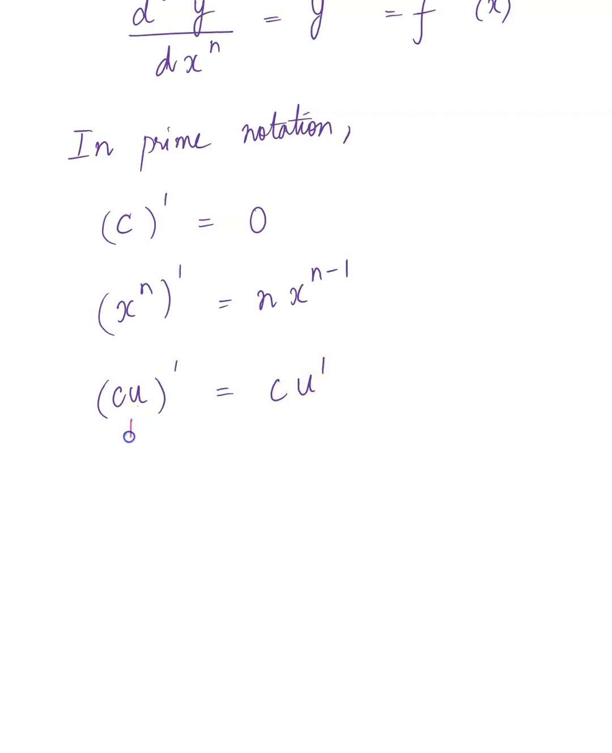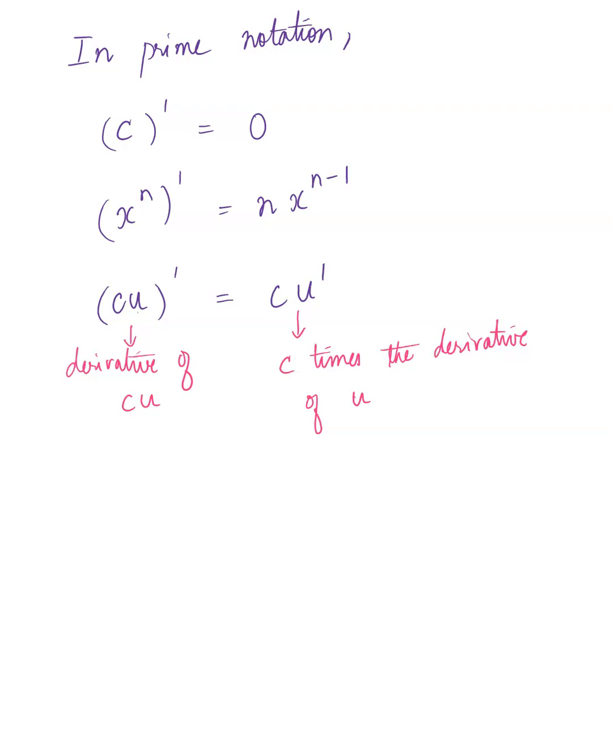So I just want to write that here. That means it is the derivative of cu. Here it means c times the derivative of u. And so it makes a drastic difference in the way we take the derivative.